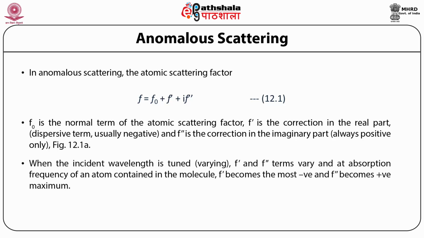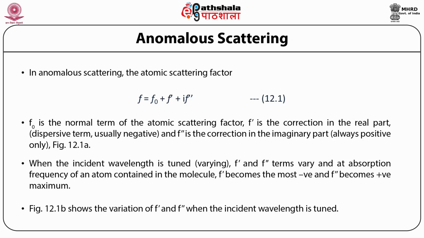Now, when the incident wavelength is tuned or varied, both the f prime and f double prime terms will vary, and at the absorption frequency of an atom contained in the molecule, f double prime becomes positive maximum and f prime becomes the most negative. So these variations of f prime and f double prime as one approaches the absorption edge are also shown in the figure.